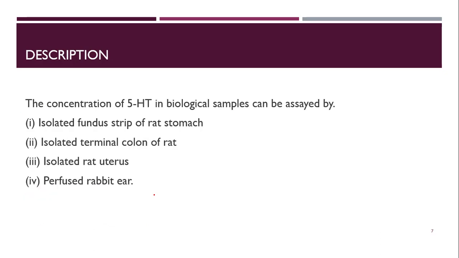Okay, so the concentration of 5-HT in biological samples can be assayed by various bioassay methods. They include, the first one, isolated fundus strip of rat stomach, then second, isolated terminal colon of rat, then isolated rat uterus, and lastly the perfused rabbit ear. So the first 3 methods are in vitro methods, and the last one is in vivo.